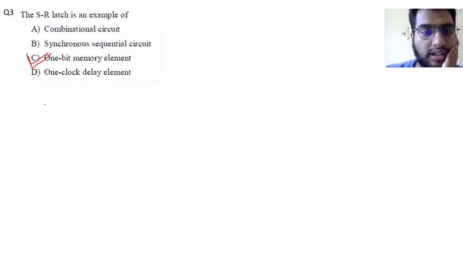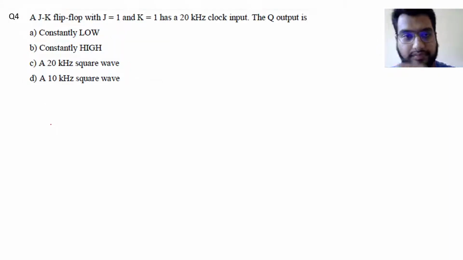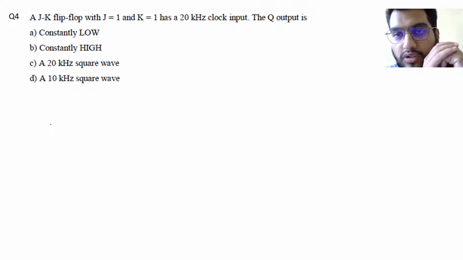So this was a theoretical question. I think we can move forward to the next question, question number 4. Question 4 asks us about a JK flip-flop with J equal to 1 and K equal to 1 that has a 20 kilohertz clock input.